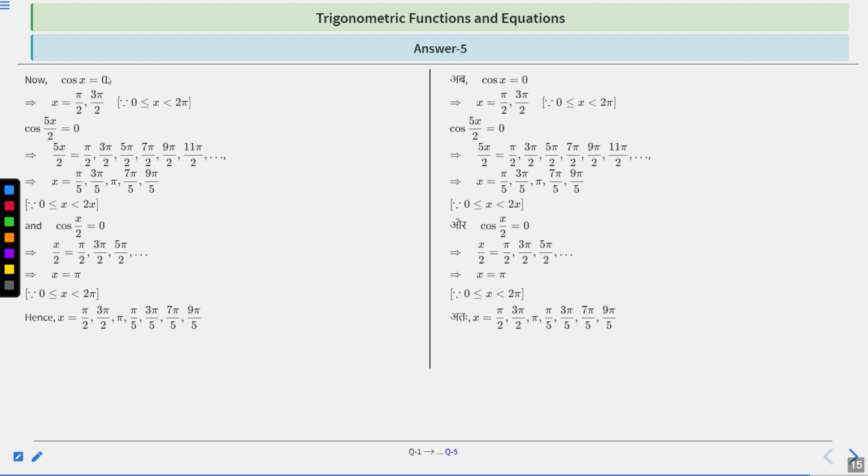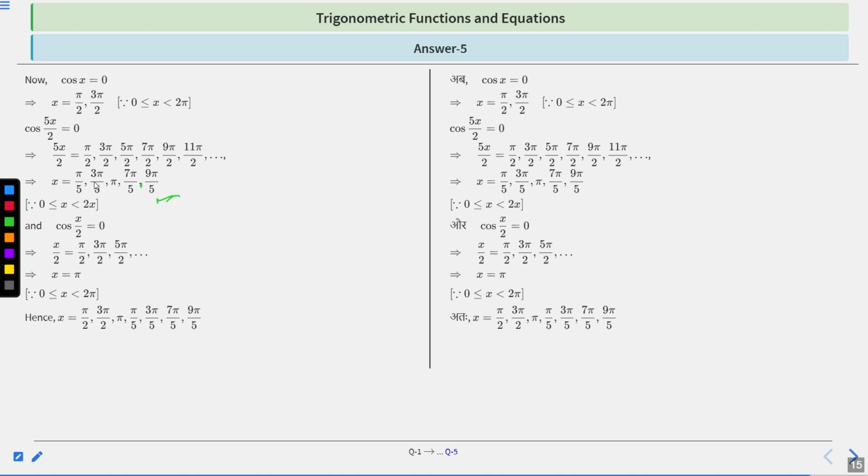Now let's start with the first case where cos x is equal to 0. Therefore, in the interval x between 0 to 2 pi, x is equal to pi by 2 and 3 pi by 2. And when cos 5x by 2 is equal to 0, then 5x by 2 can be equal to pi by 2, 3 pi by 2. That is, 5x by 2 should be an odd multiple of pi by 2: pi by 2, 3 pi by 2, 5 pi by 2, 7 pi by 2, 9 pi by 2, 11 pi by 2, and so on. Therefore, after simplifying, you will get x equal to pi by 5, 3 pi by 5, 7 pi by 5, and 9 pi by 5 when x is between 0 to 2 pi. These values are between 0 to 2 pi.